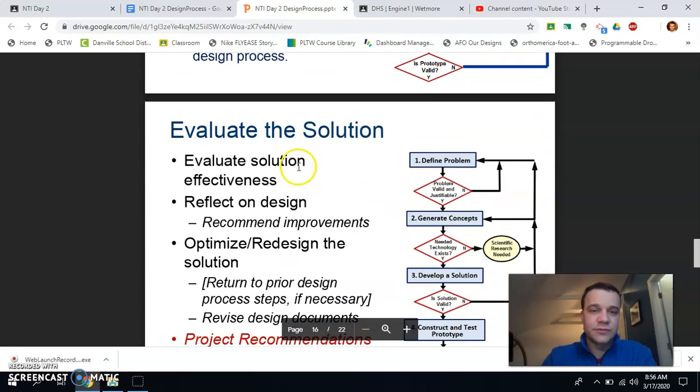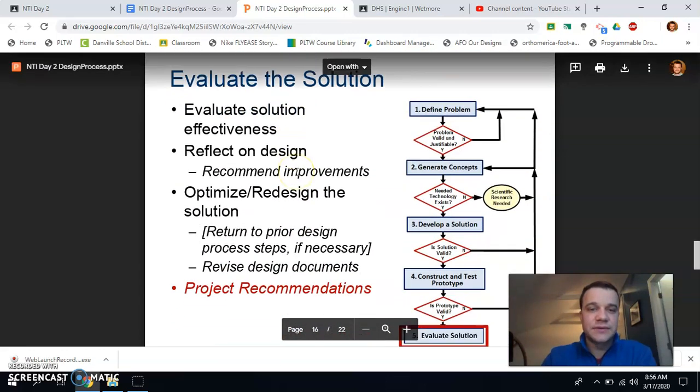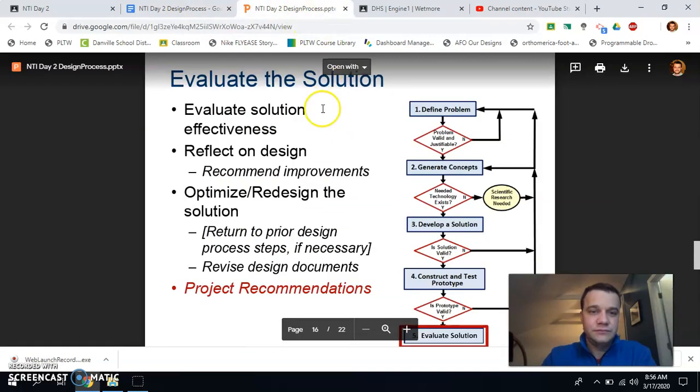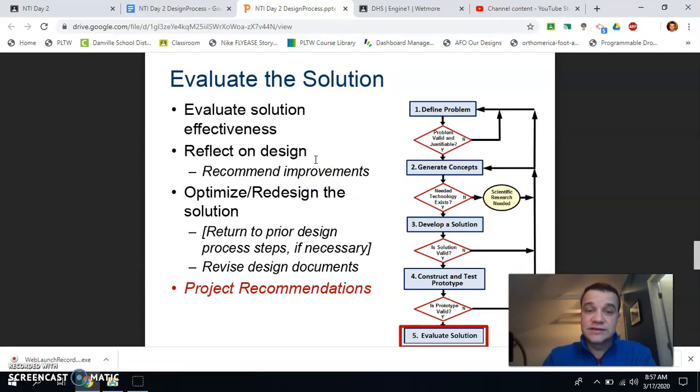Okay, so as we go past construct and test a prototype, one of the next steps is evaluate the solution. Based on those tests, you're going to have to make some decisions. Did this prototype work? If it did, then it's probably time to tell someone about it, or share it with someone. If it didn't work, you might reflect on that design and recommend or consider improvements.